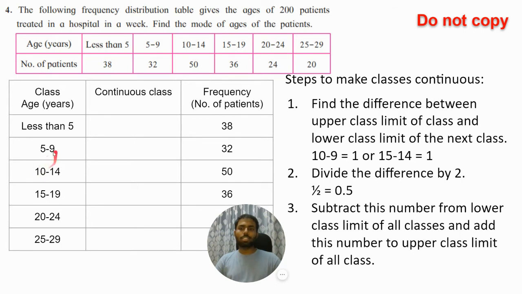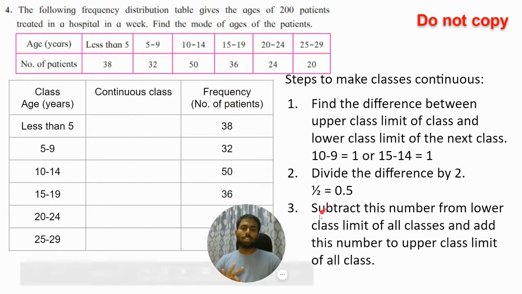So 10 minus 9. 10 minus 9 कितना होगा? 1. यहाँ पे लिखा है 10 minus 9. You can do it with any two classes. Okay, बस ऊपर नीचे के होने चाहिए. So let us check in the next class also. 14 है यहाँ पे 15 है. So 15 minus 14 is also coming 1. Okay, कहीं से भी कर लो same ही आएगा. So first step is done. Next step, divide the difference by 2. So difference 1 आ गया, उसको 2 से divide करना है. So 1 divided by 2 is 0.5.